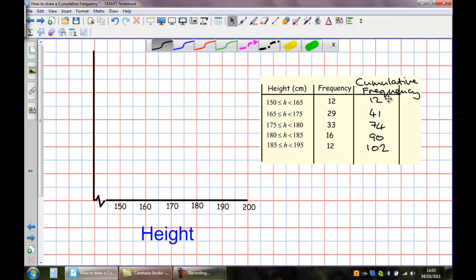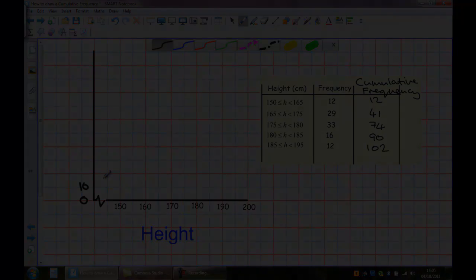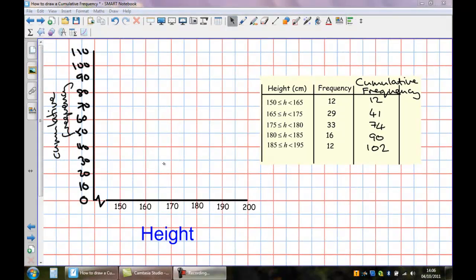For cumulative frequency up the side, I'm going to have to go up to 102, so I'm going to use a scale going up in tens, making sure I've got 0 at the first line, and then 10, and again I'll just pause this whilst I get that sorted. So I've got that labelled up now, going up in tens and going up to 110 because that takes me just past the value that I need.